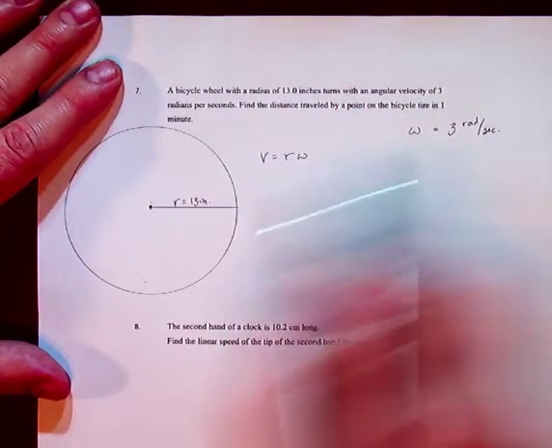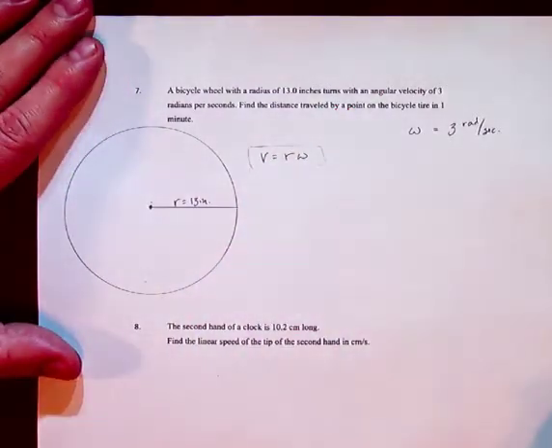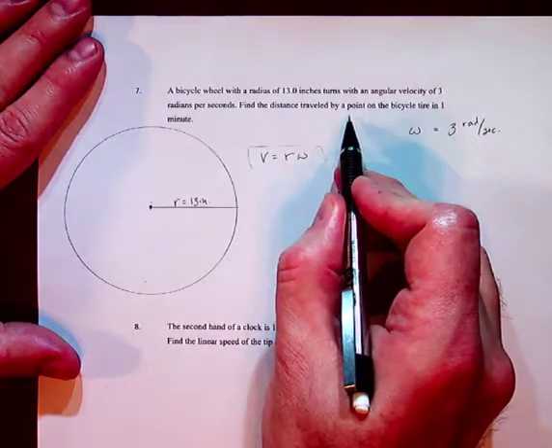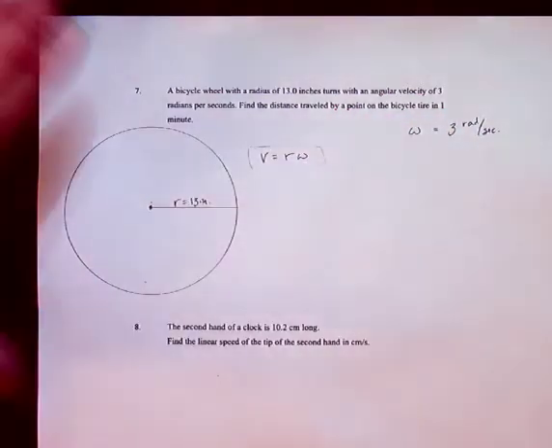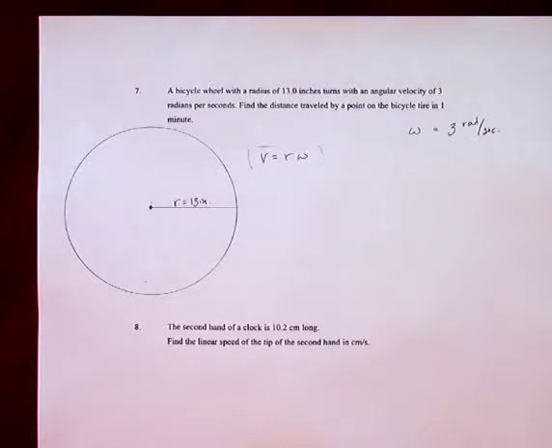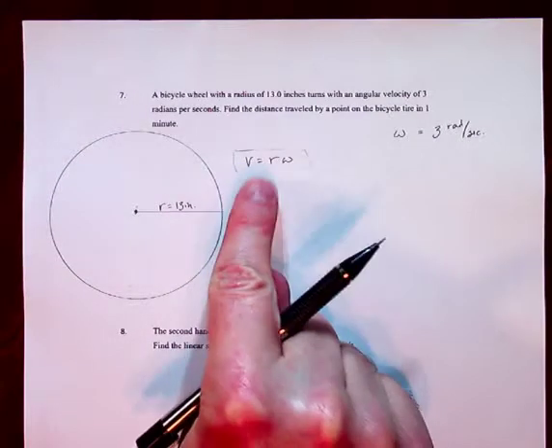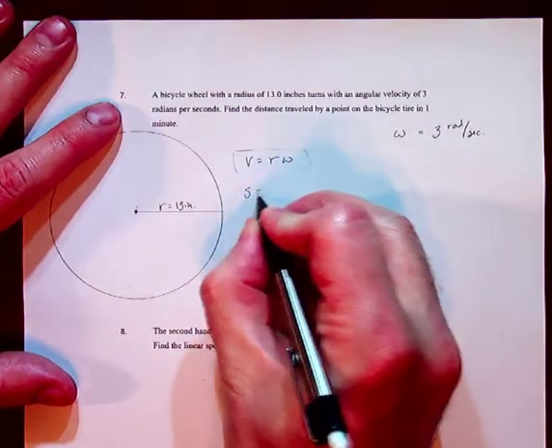You have omega, you have r, so automatically you should be thinking about that right there. But that's not what it asks. It says find the distance traveled by a point on the bicycle tire in 1 minute, okay? So basically that's the linear distance. It goes around and around and around and around. That's a linear distance, not linear speed. You're looking for arc length. You're looking for s, not this. Well, s is equal to r theta.